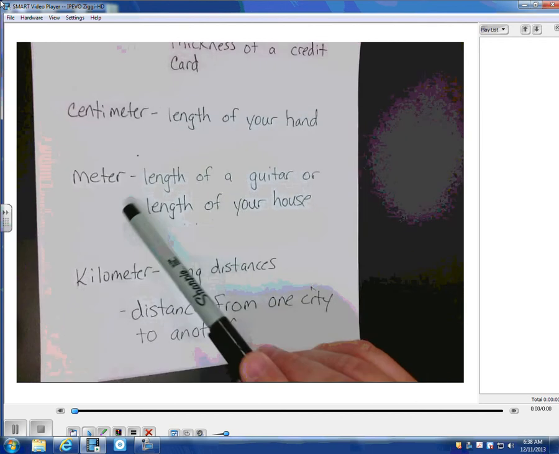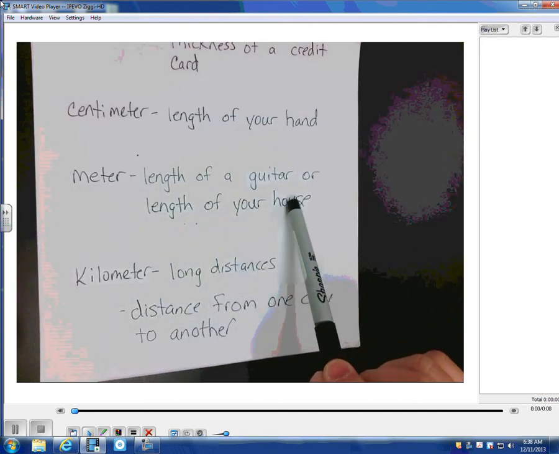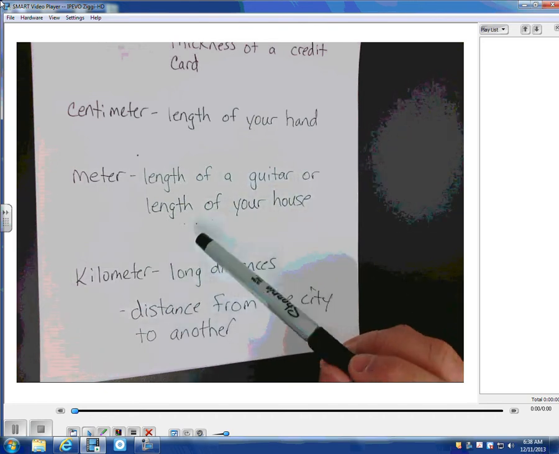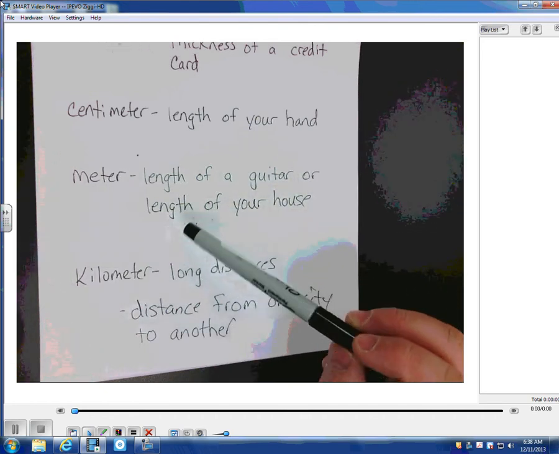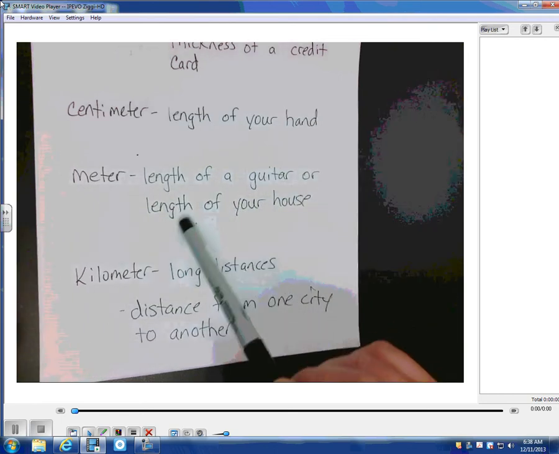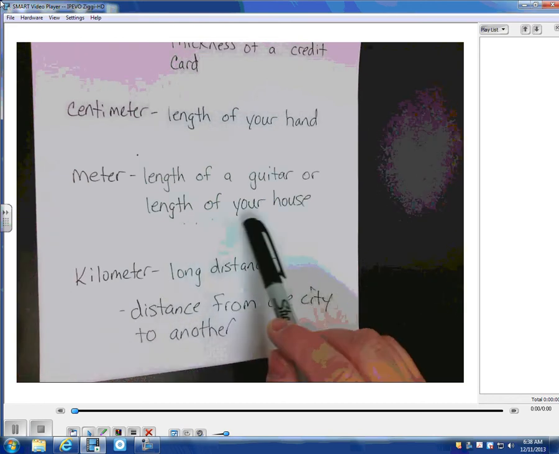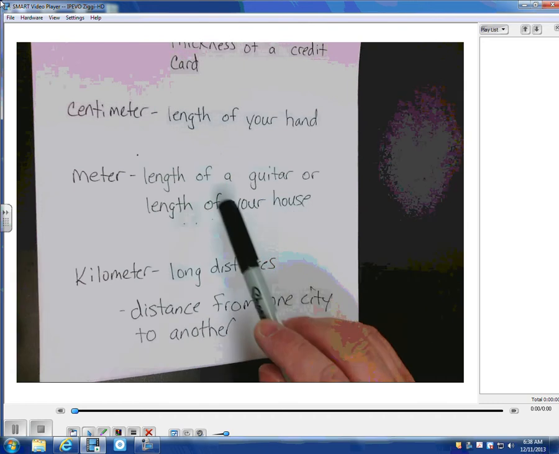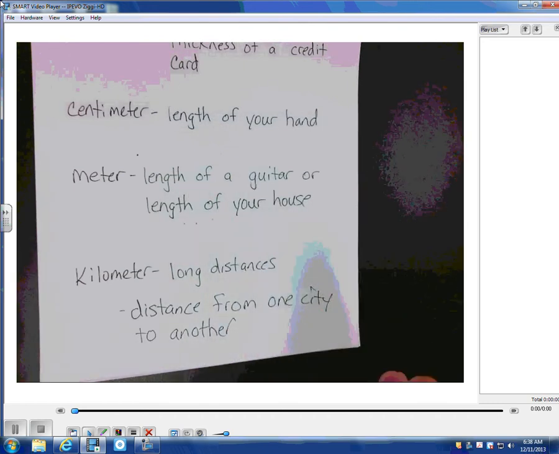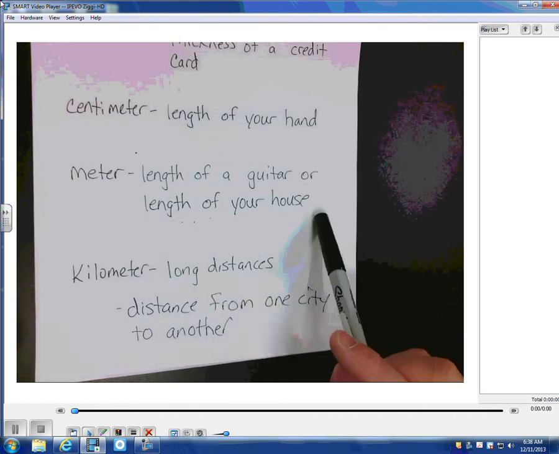A meter would be like the length of a guitar, like a single meter. You may know what a meter stick is. You may have seen those in class, a meter stick. So you could use that to measure the length of a guitar, or you could have, you know, 20 to 30 meters, and that may be the length of your house. Okay, so we would use that for like the length of a guitar would be like 1 meter, and you could also use meters to do like the length of your house.